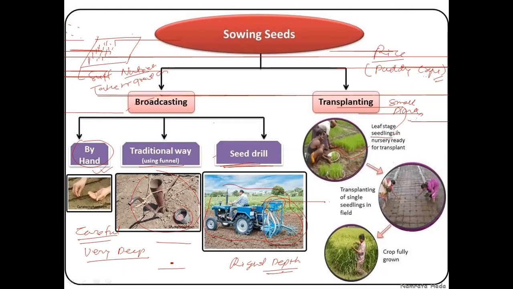First we grew our plants in a smaller piece of land that we call a nursery. It grows in the nursery, and then that plant is uprooted from there and grown on a larger piece of land, this field. This whole process is called transplanting. So that was about how the seeds are sown.